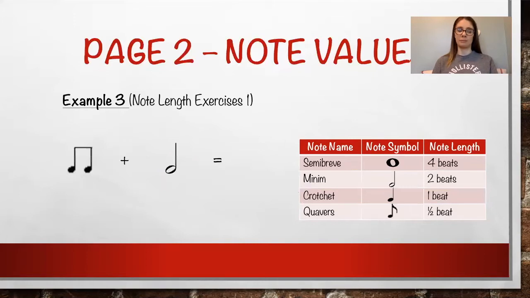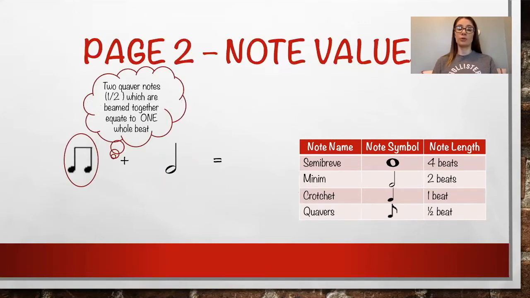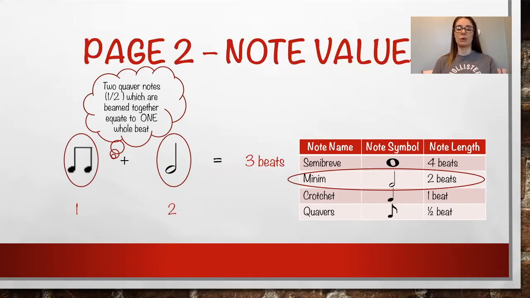Example number 3. This is where we bring in our beamed quavers. Now, looking at those first notes, we know that 2 quaver notes, which are half a beat each, are beamed together and equate to 1 whole beat. We look at the second note and we know from looking at the table that this note here is a minim worth 2 beats. In total, 1 beat plus 2 beats gives us 3 whole beats.